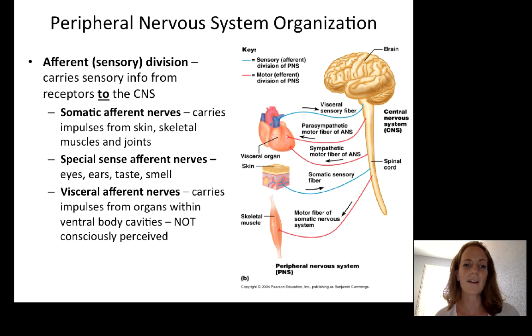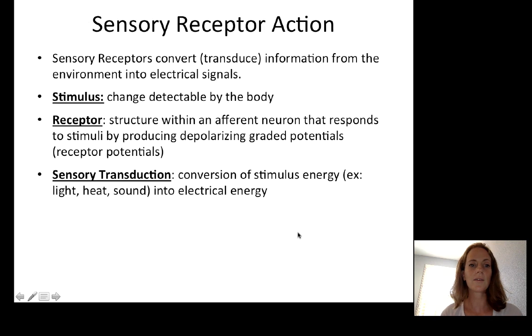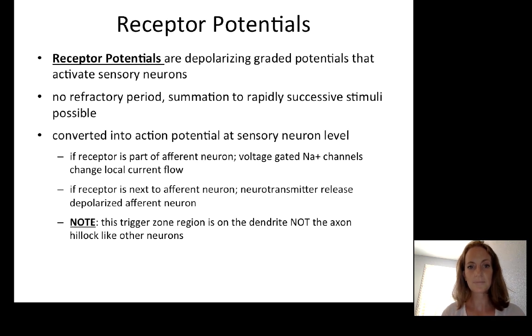So the somatic afferent nerves carry impulses from the skin, skeletal muscles, and joints. The special sense afferent nerves carry impulses from the eyes, ears, taste, smell. Visceral afferent nerves carry impulses from the organs within the body cavities, and they will not be consciously perceived. Sensory receptors are going to be located as special endings of a peripheral sensory neuron, or they may be a special tiny little organ all by themselves that are connected by junctions to the sensory neuron. So let's look at those possibilities.